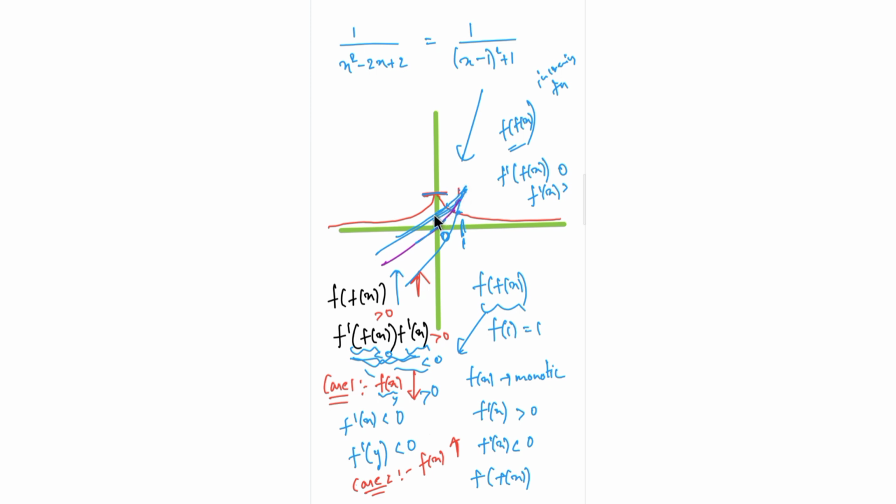So if I see that my graph would be in this way, and this graph 1 by (x minus 1) whole square plus 1 is in this way, I will find one solution here or here or here. So the only possible number of solutions is 1. Okay guys, so I hope you understood this.